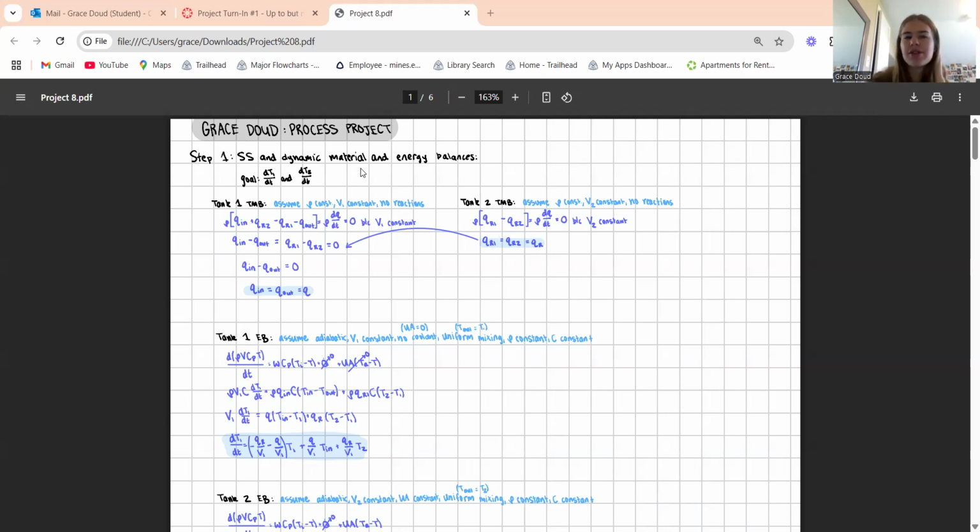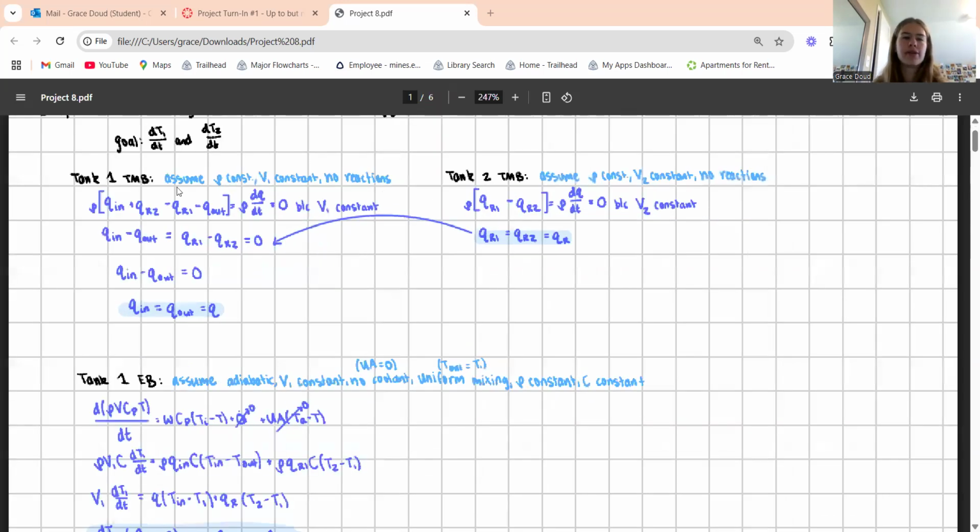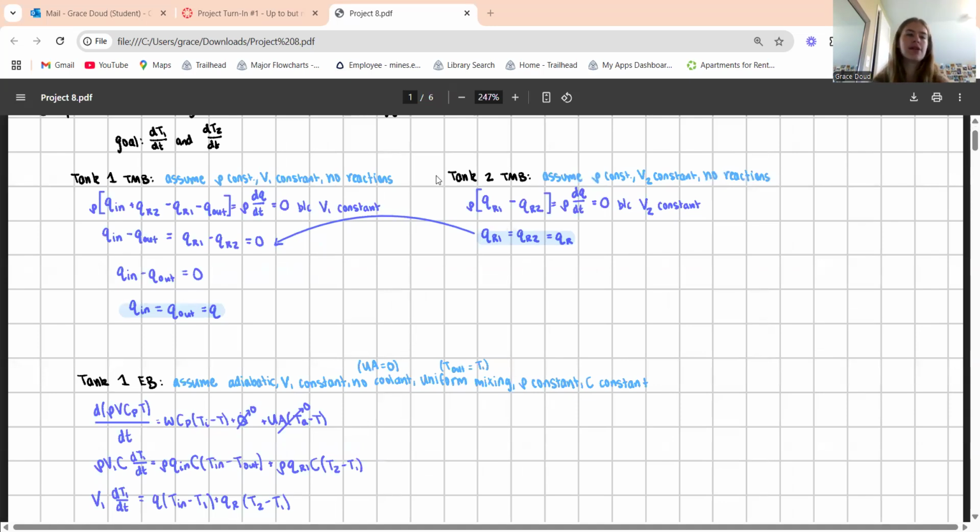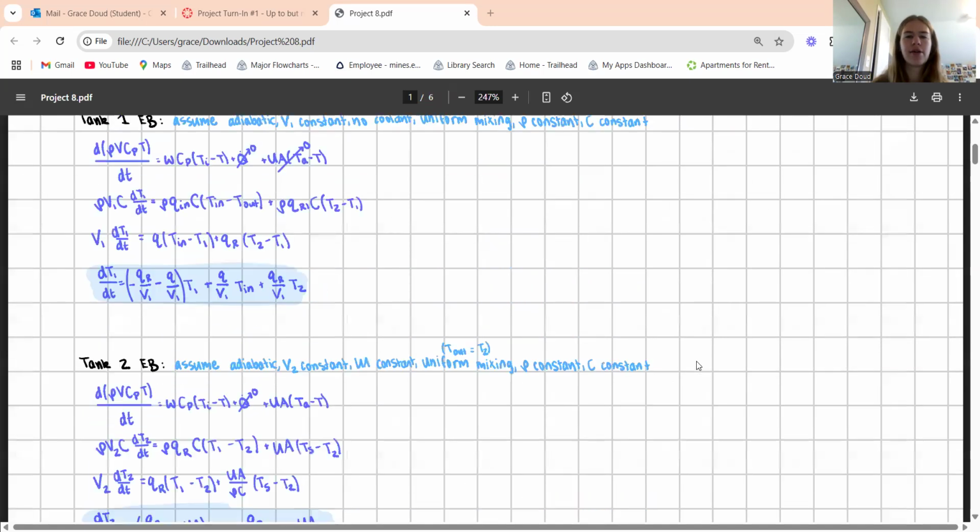So step one was to do our dynamic material and energy balances. We started with the total mole balances, with the total mass balances on the two tanks. We assumed constant density, constant volumes, and no reactions, and then we were able to solve for our flow rates inward and our flow rates out.